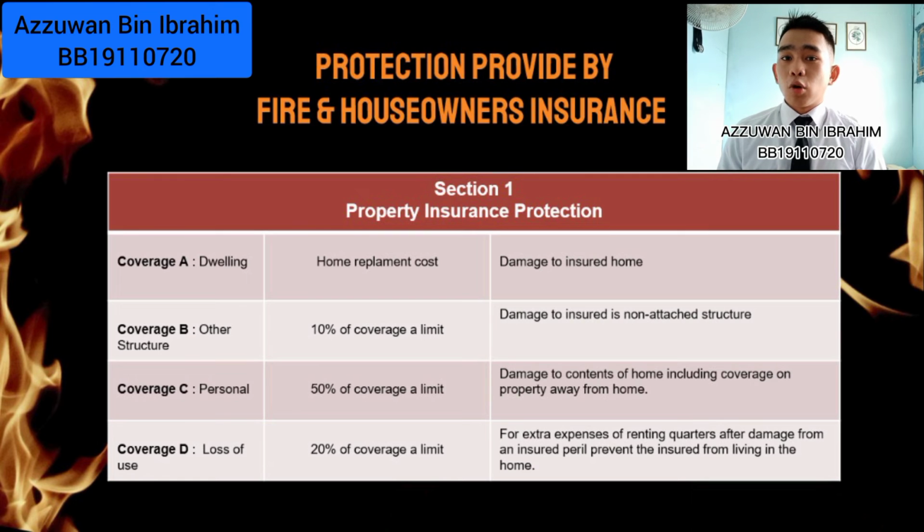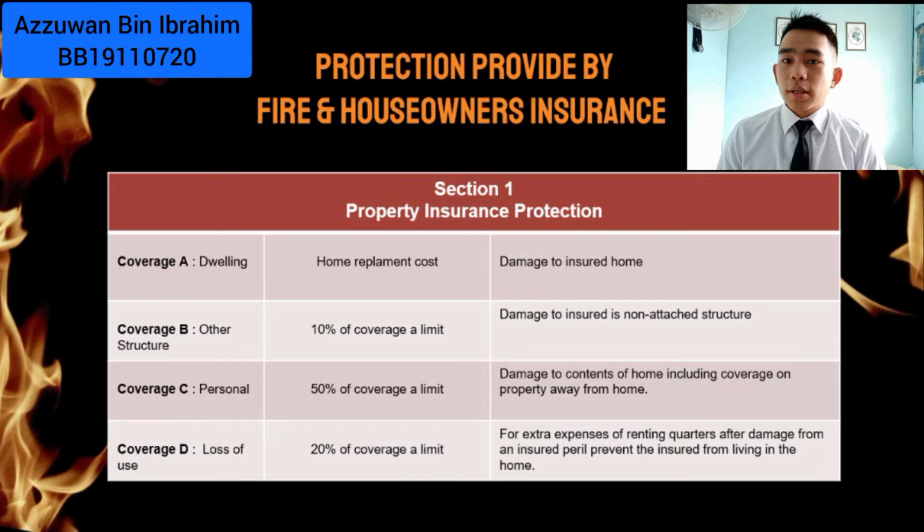The protections provided by fire and homeowner insurance have two sections. Section 1 is about property insurance protection. Section 1 has coverage A until coverage D. Coverage A is the dwelling, based on home risk payment cost as a result of damage to the insured home. Coverage B, other structures, is based on 10% of the coverage A limit for damage to insured non-attached structures, such as a garage, shed, and others.